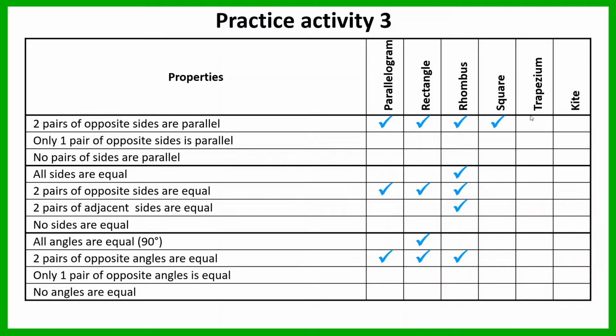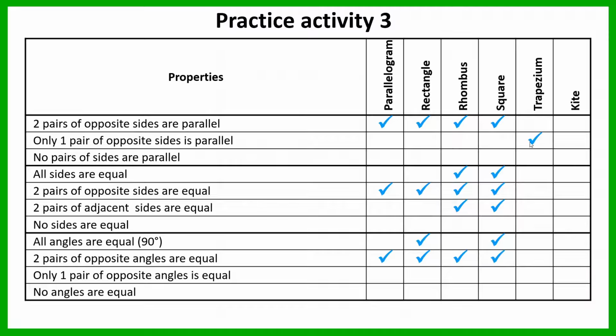In a square, you've got two pairs of opposite sides parallel. You've got all sides equal, two pairs of opposite sides equal, and two pairs of adjacent sides equal. All of the angles are 90 degrees, and two pairs of opposite angles are equal.